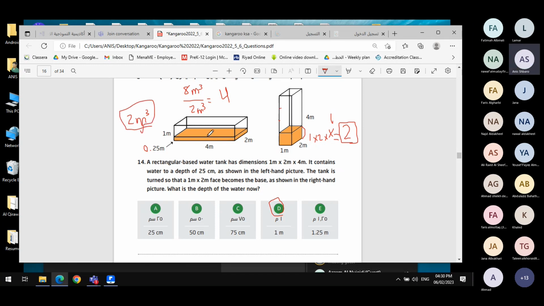The volume of this liquid in this shape will never change. I told you, like the soda can or Pepsi can, it contains 250 milliliters. If we flipped it, if we dropped that can down, it will remain 250 milliliters. The volume will never change unless you took some of that liquid. But here we didn't take anything from the liquid. We only changed the position of the container. So the volume doesn't change. So it's 2.